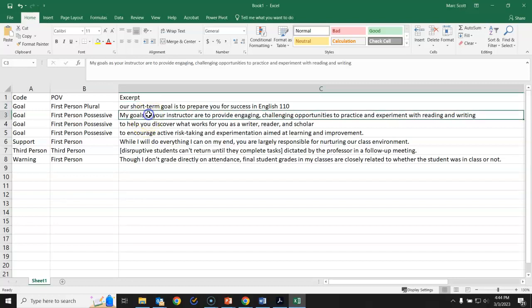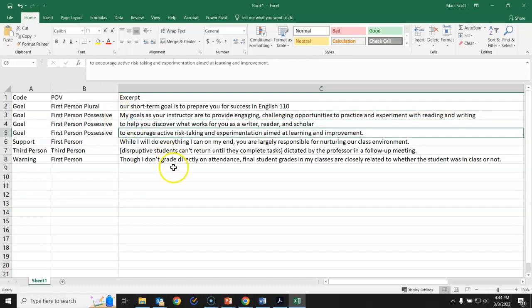And then we got my goal as your instructor. So these are my possessive, I possess these goals. I'm going to help you do this and this and this, and that's all awesome stuff. I will do everything on my end, but you are largely responsible for nurturing our class environment. So also in the first person there.